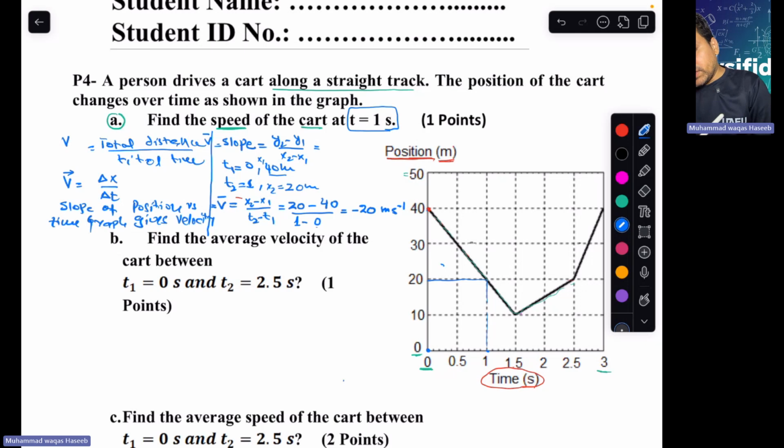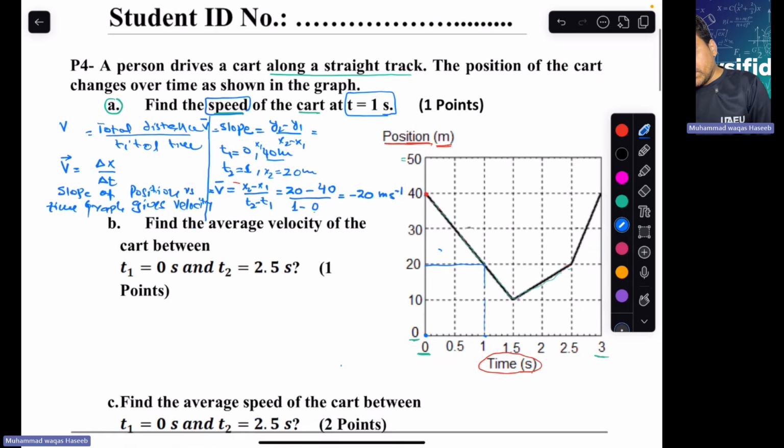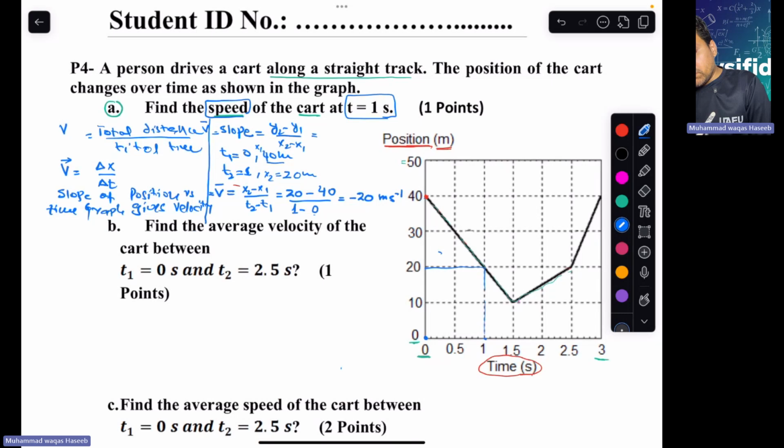But in the question, he asks you to calculate the speed. So what will be the speed? Speed is nothing but the magnitude of the velocity, or the mod value of the velocity. So what is the mod value of the velocity? It is 20 meters per second.